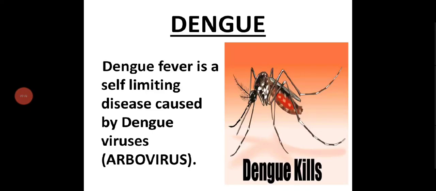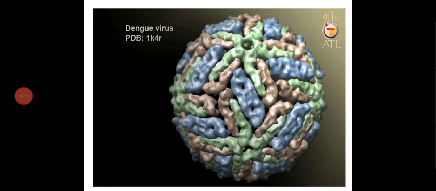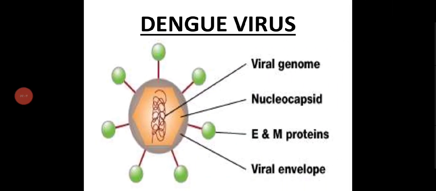Welcome back. We'll start with a new topic, dengue. Dengue fever is a self-limiting disease caused by dengue virus, also called arbovirus. So this virus will cause the dengue. This is what the virus looks like, and it has a viral genome, nucleocapsid, M proteins, and viral envelope. This is the structure of dengue virus.